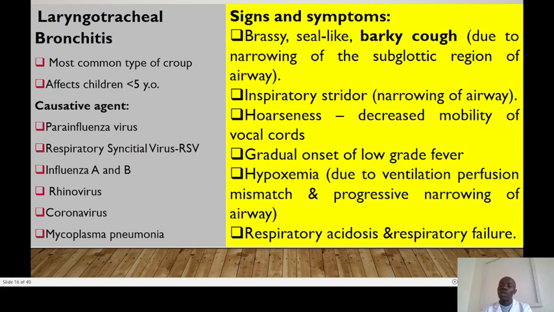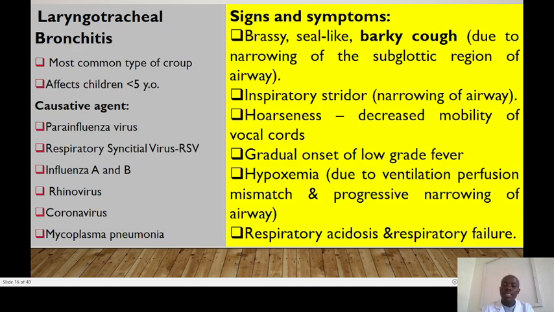The causative factors could be parainfluenza virus, respiratory syncytial virus, influenza A and B, rhinovirus, coronavirus, and Mycoplasma pneumoniae. So patients with laryngotracheobronchitis are going to present with a barky cough, and this is majorly due to the narrowing of the subglottic region of the airway. Also, they are going to present with inspiratory stridor, and this is because of the narrowing of the airway.